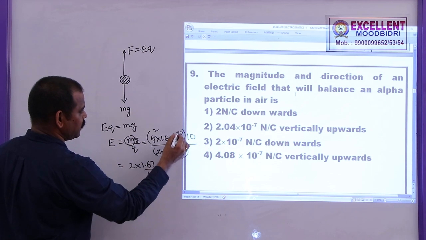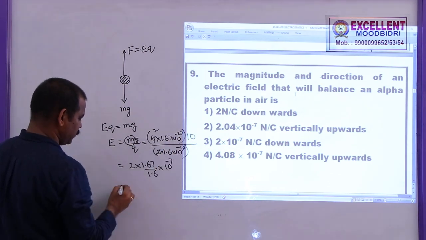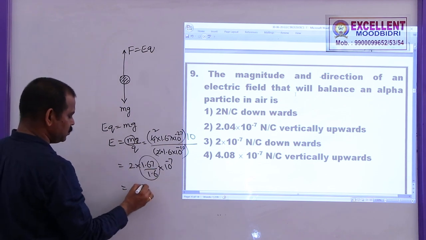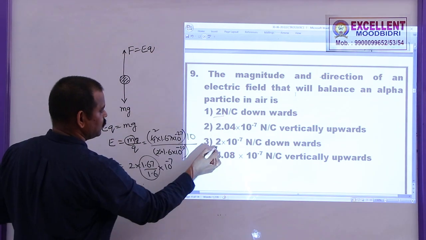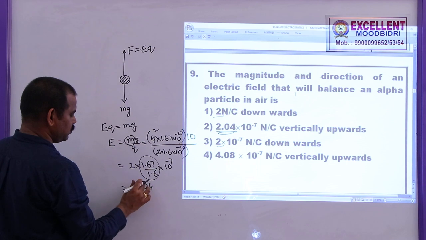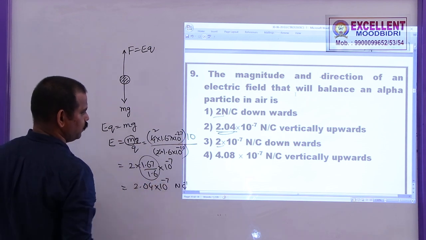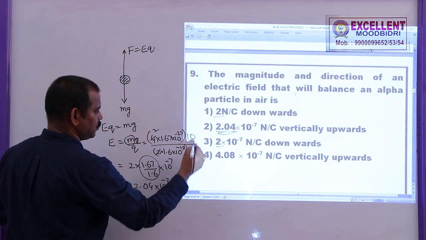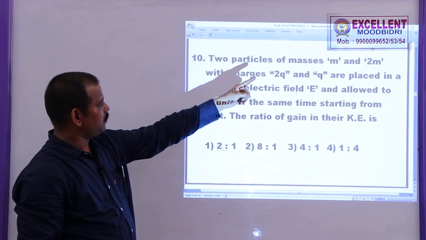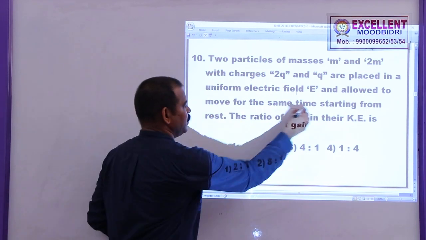This will be 10 power minus 19 minus minus 8, which is 10 power minus 7. This is slightly more than 1, so 2 into something is nearly, you can see the options, this is 2, this is 2, this is slightly more than 2. So 2.04 into 10 power minus 7 Newton per Coulomb. How is it acting? It is acting vertically upwards. Option 2 is correct.